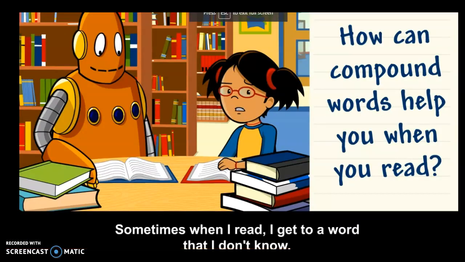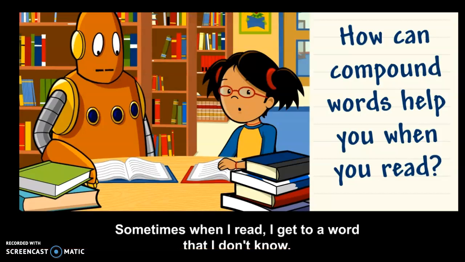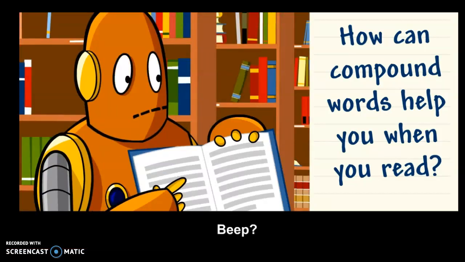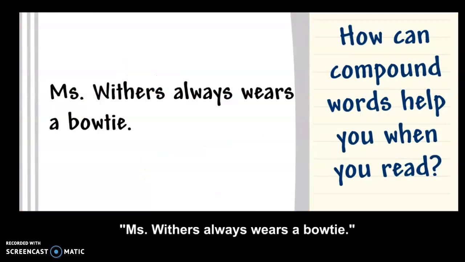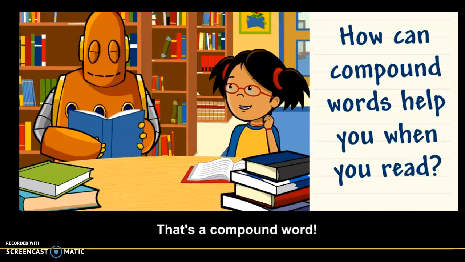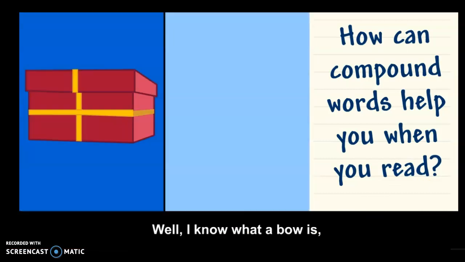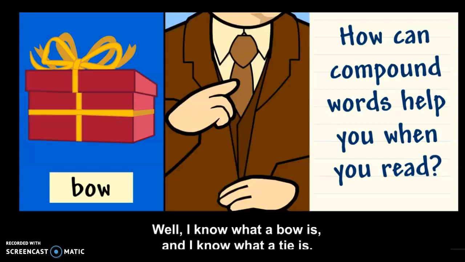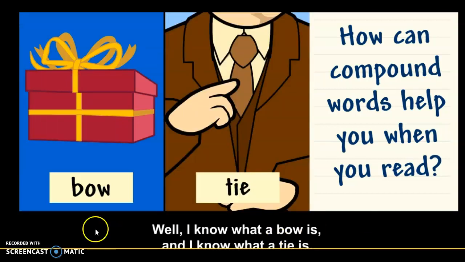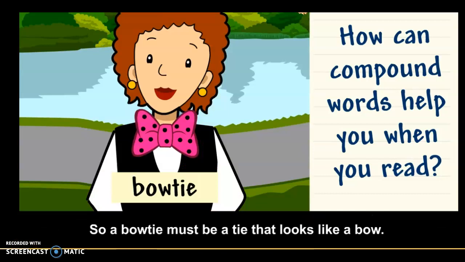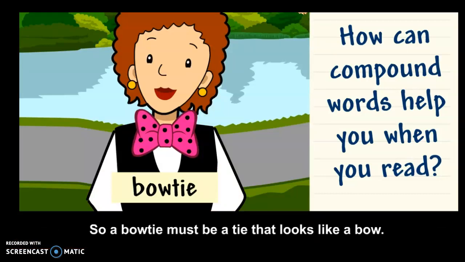Sometimes when I read, I get to a word that I don't know. Ms. Withers always wears a bow tie. What's a bow tie? That's a compound word. We can break it apart to figure out what it means. Well, I know what a bow is, and I know what a tie is. So, a bow tie must be a tie that looks like a bow.